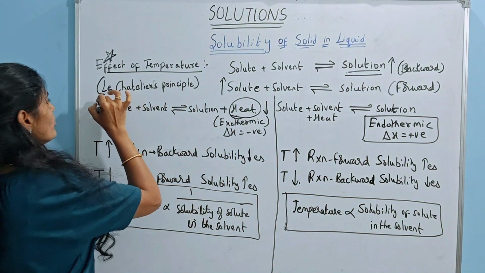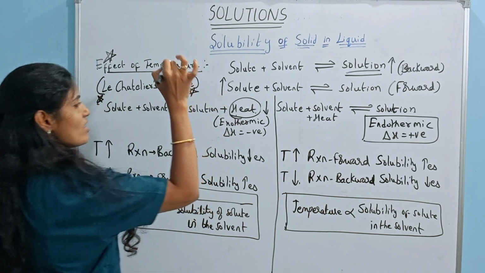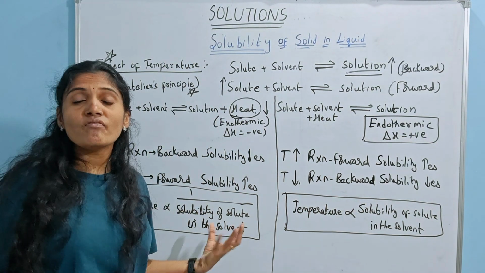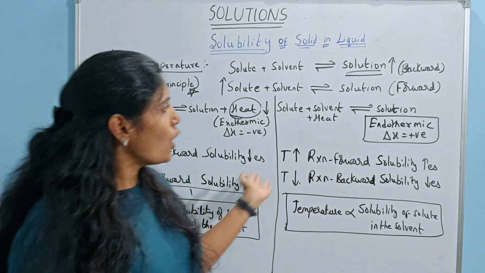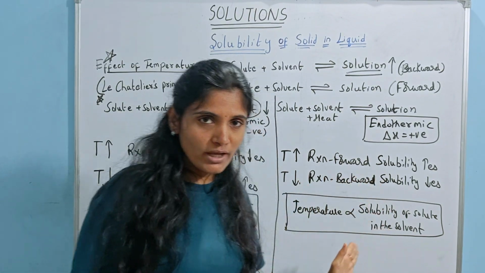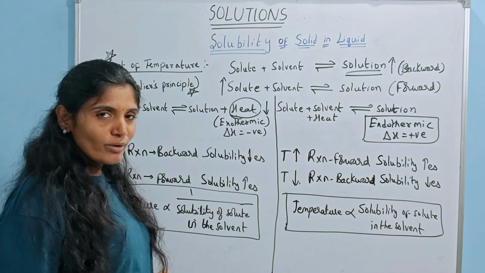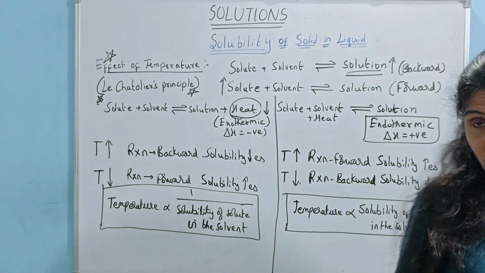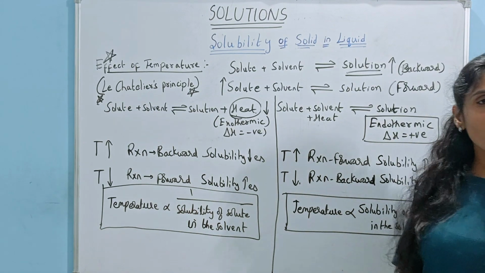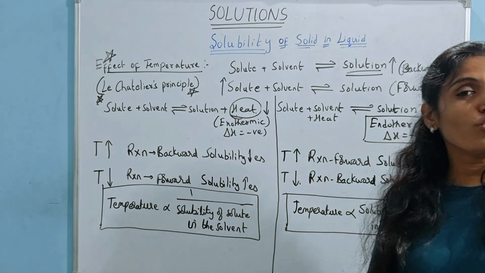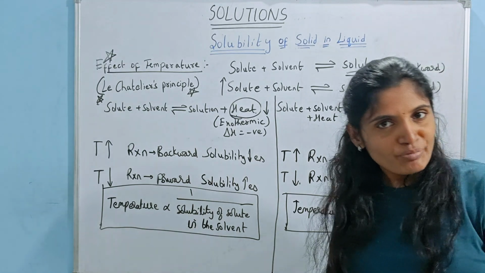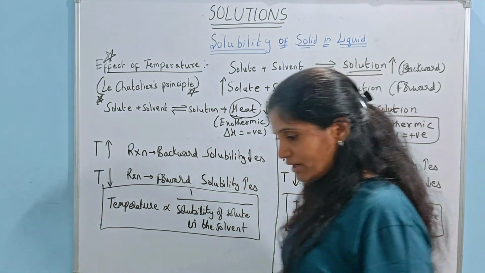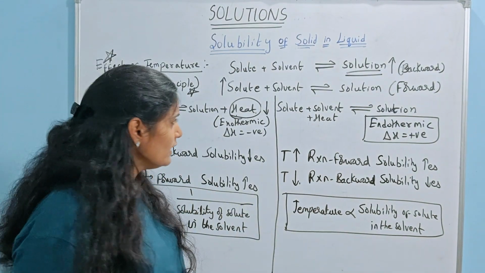Here, what is the main concept we are applying? We are applying Le-Chatelier's principle. Okay, and I have explained how the temperature affects an exothermic reaction and how it affects an endothermic reaction. When it comes to an exothermic reaction, as I increase the temperature, the solubility decreases, and vice versa. When I come to the endothermic reaction, as I increase the temperature, the solubility increases. Okay, so this is the effect of temperature on the solubility of solid in liquid.